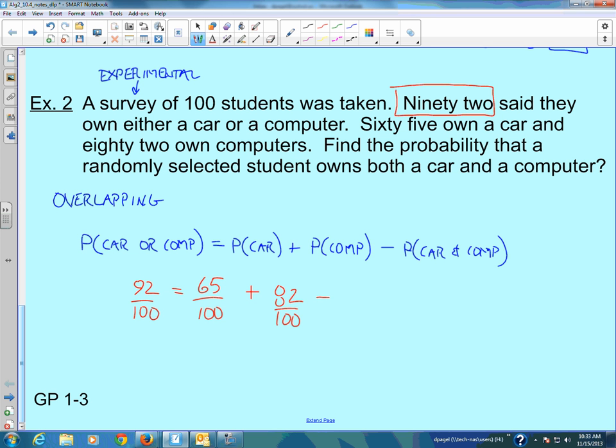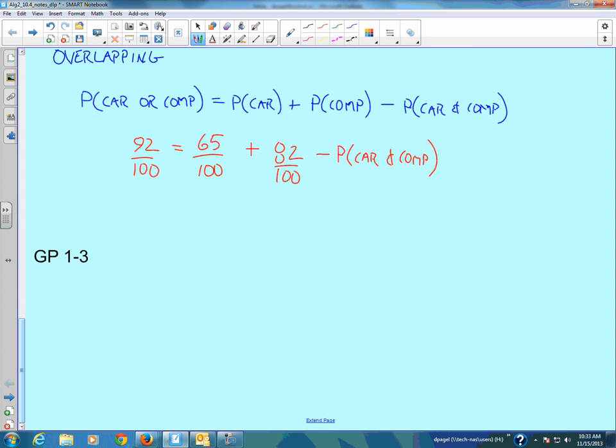And so what we're looking for is this. The question is asking us for the probability that when they pick this student, he or she will be somebody who owns both a car and a computer. All right, so we set this thing up, and we just combine our like terms. Here we get 147 over 100 minus the probability that we own a car and computer at the same time.